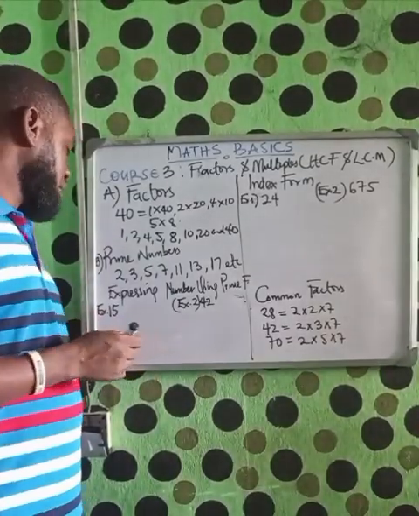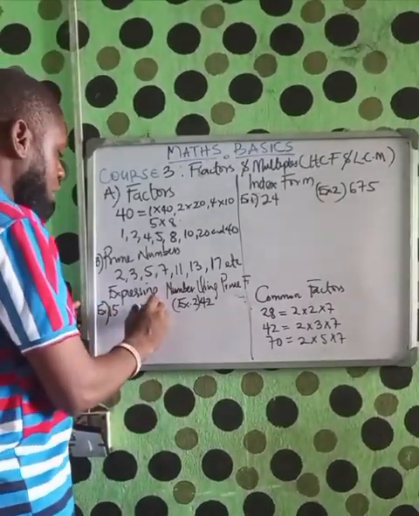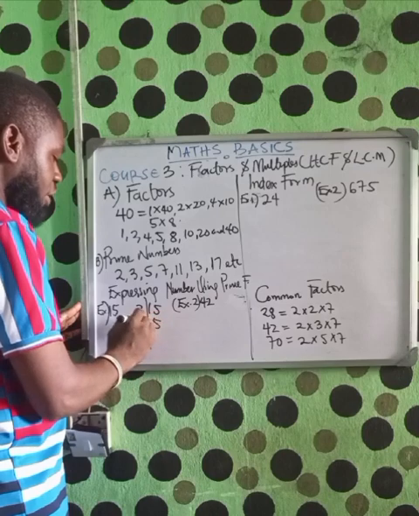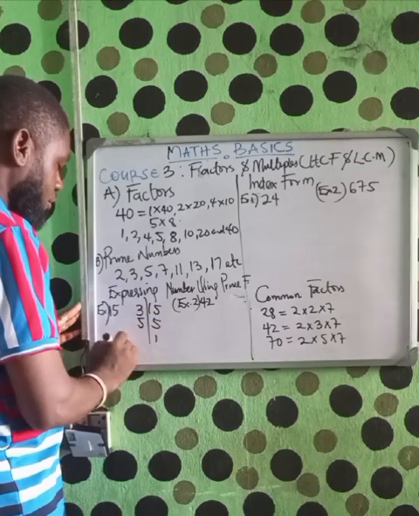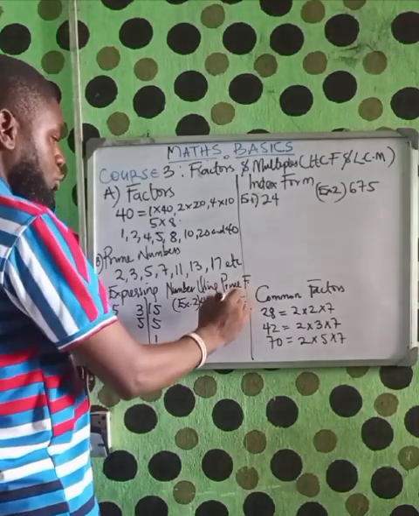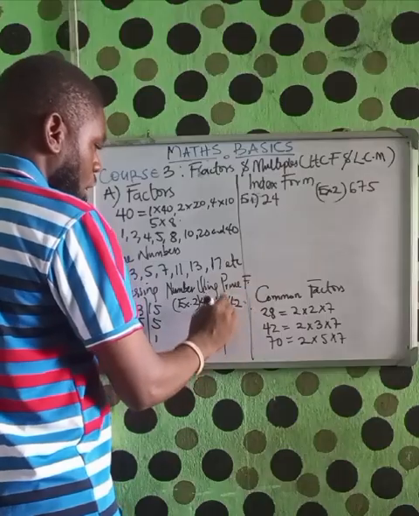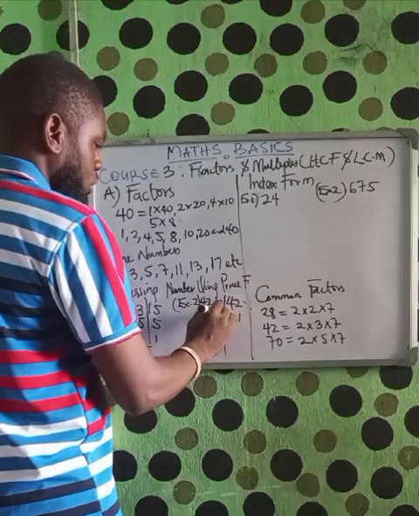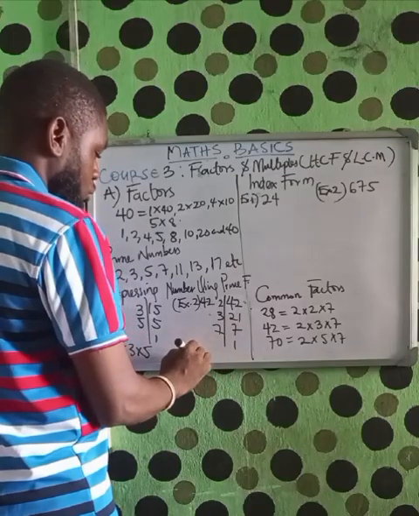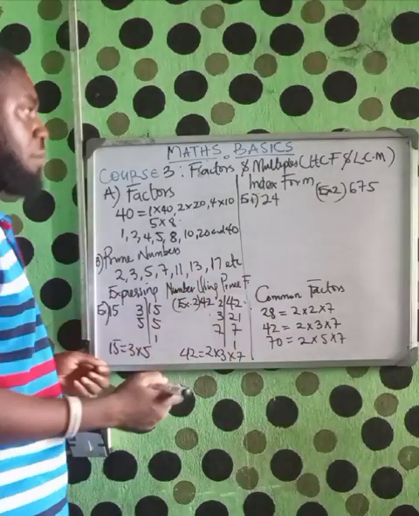Now, expressing numbers using prime factors. I'll just have 15. What can divide here is 3. 3 can divide here, so I have 5. 5 divided by 5, I'll have 1. So 15 is equal to 3 times 5. That is expressing it in prime factors. Example 2, 42. If I want to express 42, 2 here will give me 21. Then I will use 3 here, it will give me 7. 7 will give me 1. So 42 will be equal to 2 times 3 times 7. That is expressing it in its prime factors.